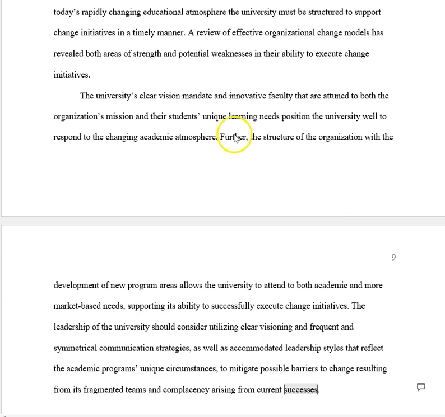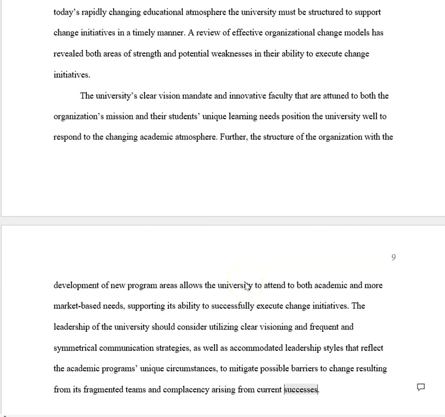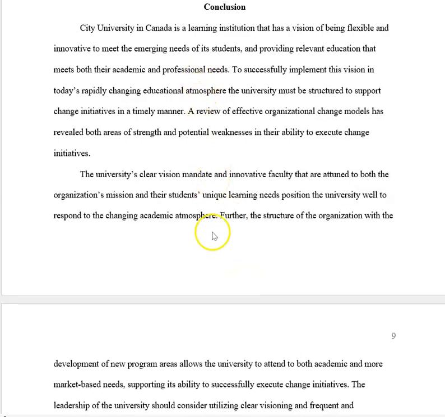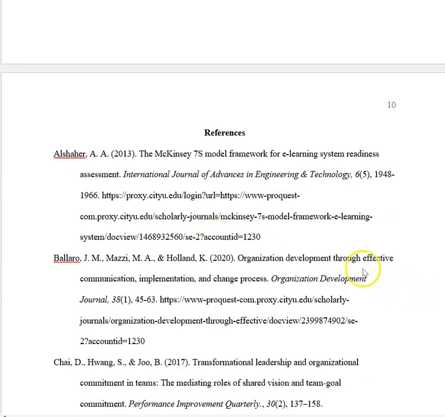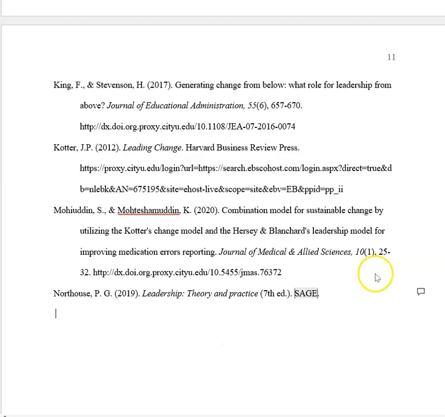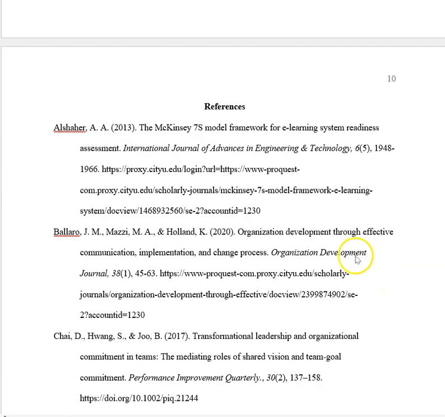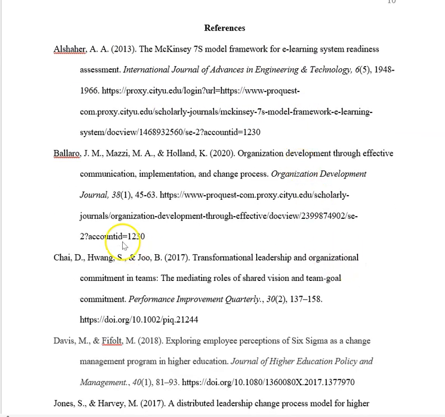Again, in the conclusion, you want to summarize key ideas from the whole paper, so if someone were to just go to the conclusion section, they would be able to see. And again, every paragraph should be supported with scholarly in-text citations. So it looks like this particular author had more than the minimum amount of references, but did they use scholarly references? And at first glance, it looks like it.